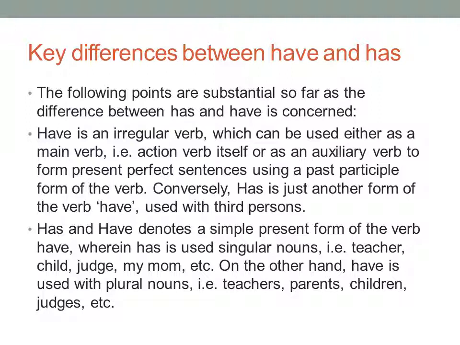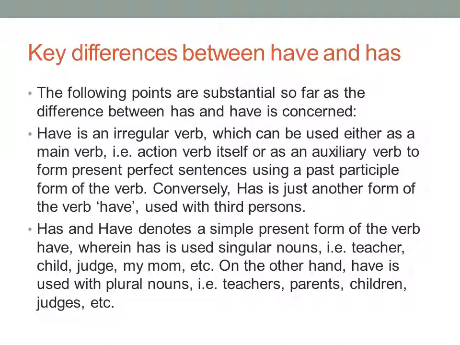Now, here are the key differences between have and has. The following points are substantial so far as the difference between has and have is concerned. Have is an irregular verb which can be used either as a main verb, for example, an action verb itself, or as an auxiliary verb to form present perfect tenses using a past participle form of the verb. Conversely, has is just another form of the verb have used with third persons.